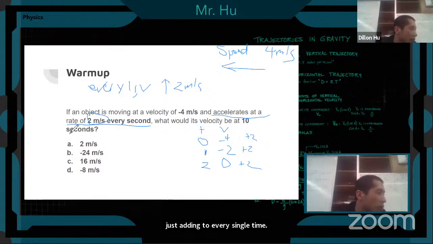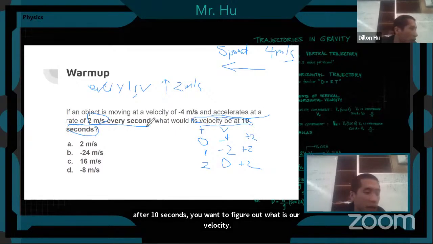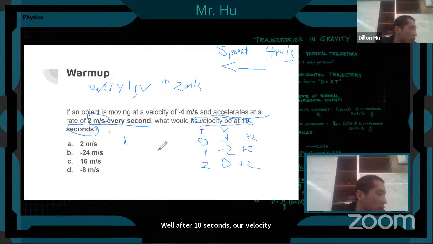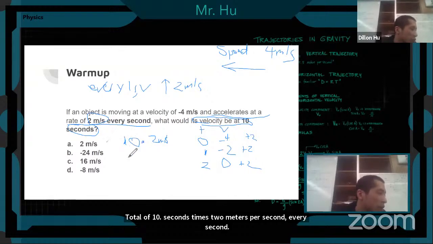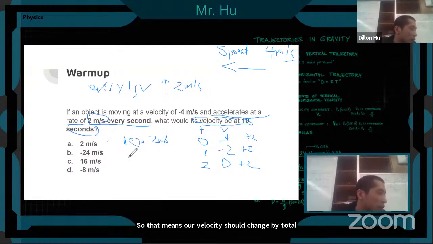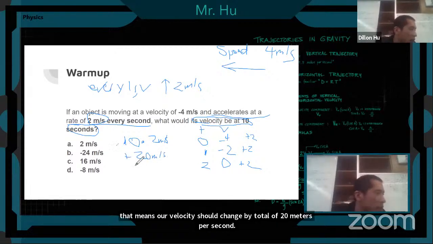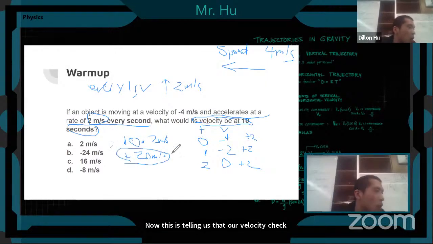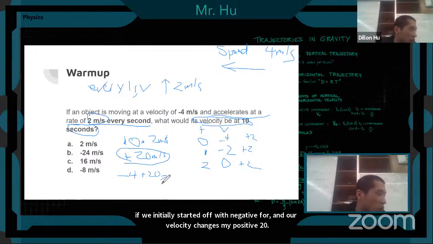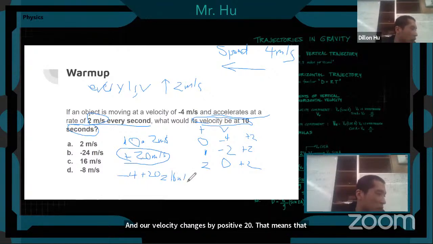So after 10 seconds, we want to figure out what our velocity is. Well, after 10 seconds, our velocity should increase by a total of 10 seconds times 2 meters per second every second. So our velocity should change by a total of 20 meters per second. If we initially started off with -4 and our velocity changes by +20, that means our final velocity should be 16 meters per second. So our correct answer here should be C.